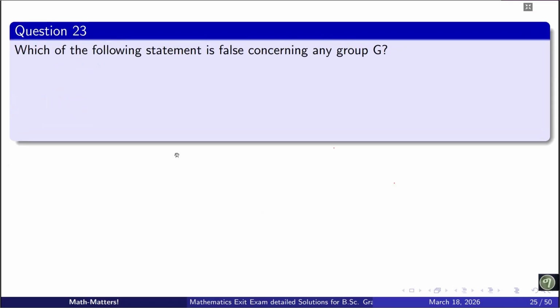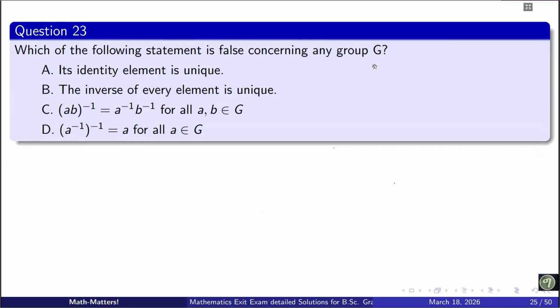Next, which of the following statements is false concerning any group G? The alternatives are: its identity element is unique. If it is a group, it must be true. The inverse of every element is unique. (AB) inverse, the whole inverse, is equal to A inverse times B inverse for all A and B elements of G. But I think this must be for a special group. A inverse is equal to A for all A an element of G.